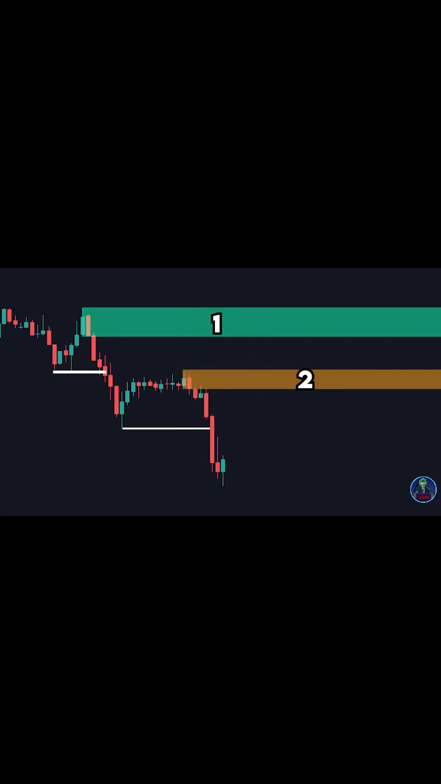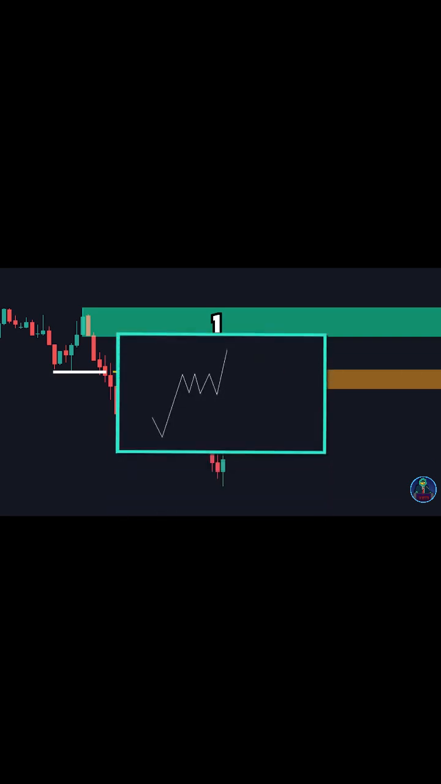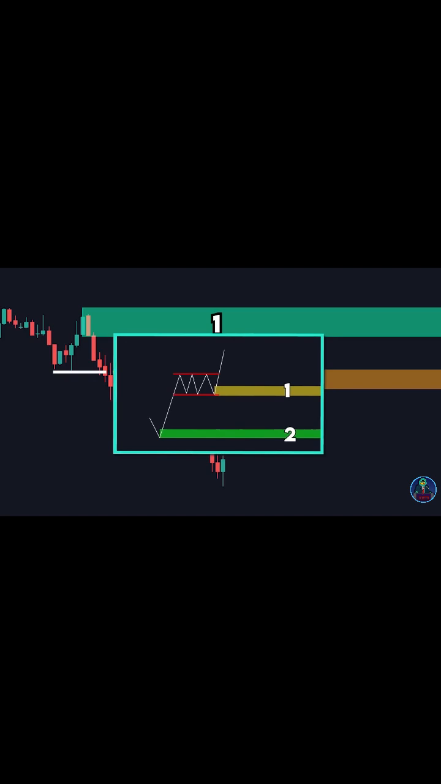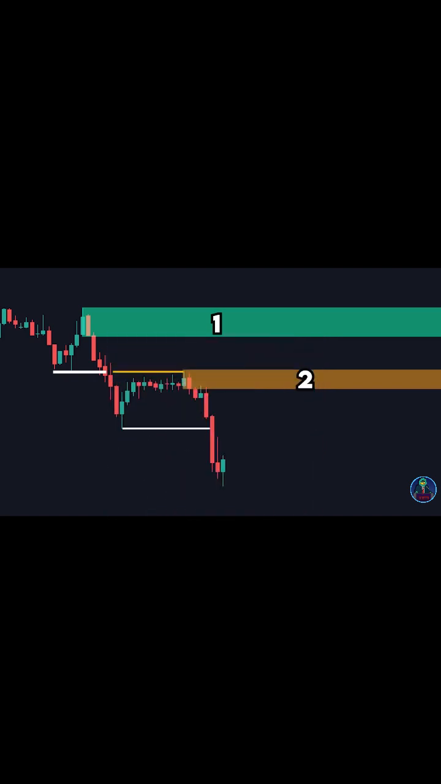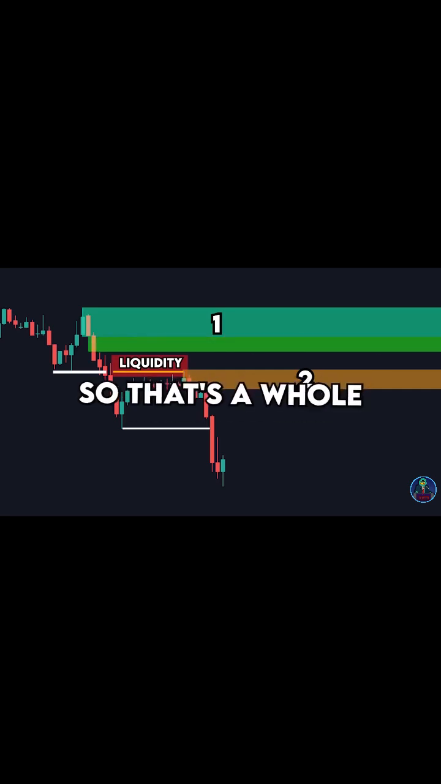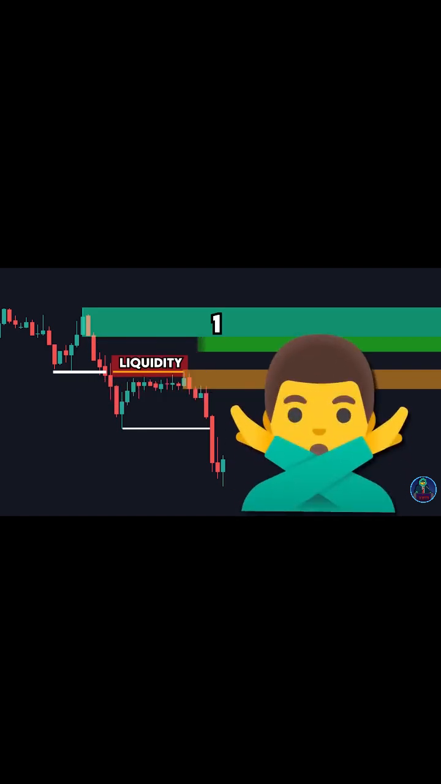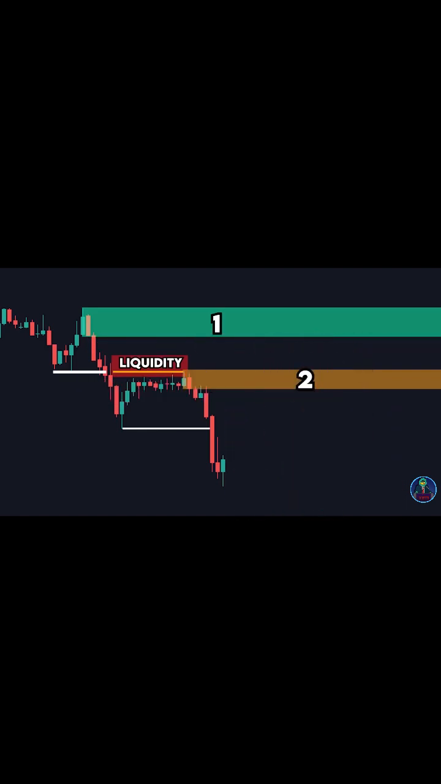Zone 2, before creating its strong downwards move, made these equal highs. And like I said before, whenever there's consolidation or equal highs, that will create liquidity above these equal highs, as traders will set their stop losses above them, and price will naturally want to take out these equal highs. Also, there's a fair value gap above by zone 1. So that's a whole other reason on why not to use zone 2. So we choose zone 1.